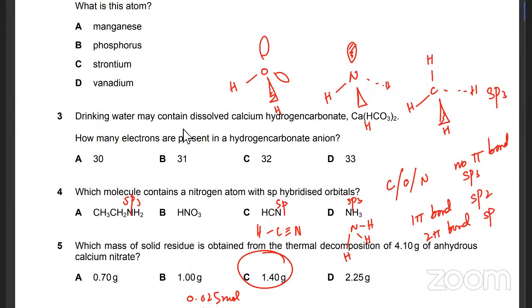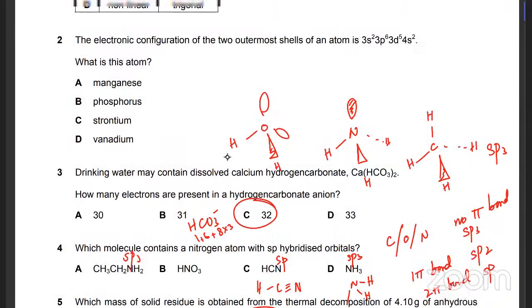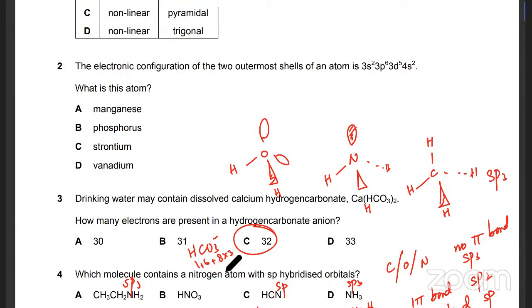How many electrons are present in a hydrogen carbonate ion, which is HCO3-? Is it 32? The first thing, hydrogen has 1 electron, carbon has 6, right? So that's 1 plus 6, and oxygen normally has how many electrons? 8, right? 8 into 3, so you get 24 plus 6, that's 30, plus 1 is 31. And it's got a -1 charge, that means there's 1 extra electron. So it's going to be 32.